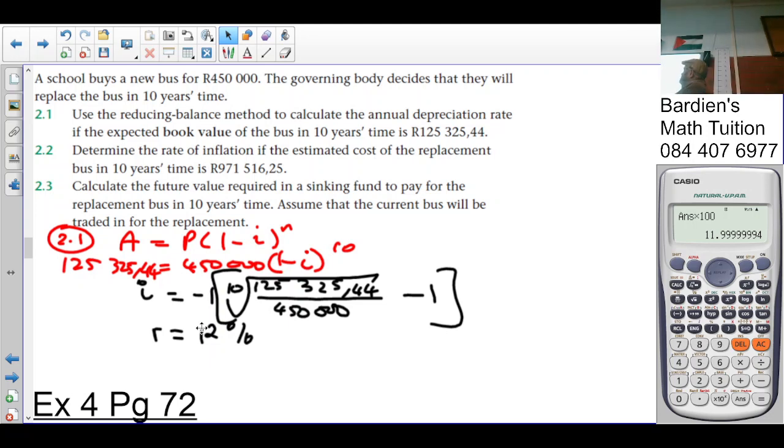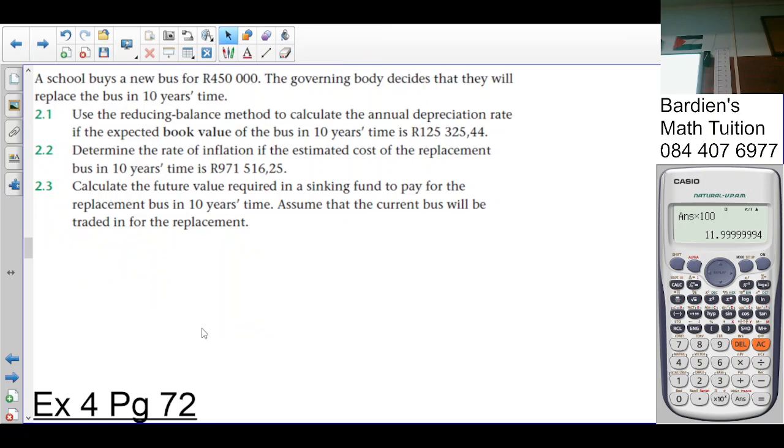Okay? 2.2. Determine the rate of inflation. Again, we have to calculate i. The rate of inflation if the estimated cost of the replacement bus in 10 years' time is 971,516.25.